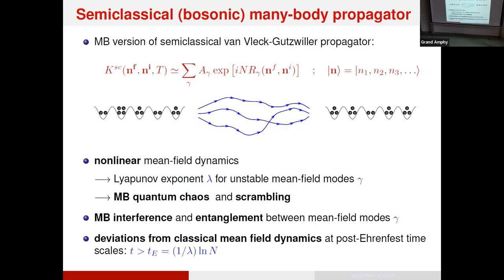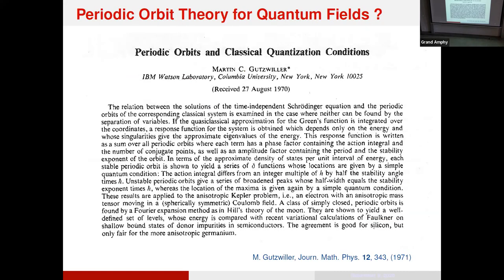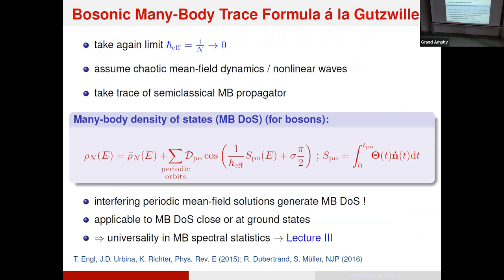Okay, the idea is now, we have the overall propagator. And now we could argue, okay, let's take a trace again and compute the density of states of the many body system. So can we kind of lift Gutzwiller's to quantum fields? This is of course in principle possible now, because formally it looks like Gutzwiller's derivation, though it is more involved. You still need to keep the semi-classical limit. You should assume chaotic mean field dynamics. You should take the trace now in Hilbert space or Fock space. And then you find indeed a trace formula, which looks like the Gutzwiller trace formula. However, you have to interpret it differently.